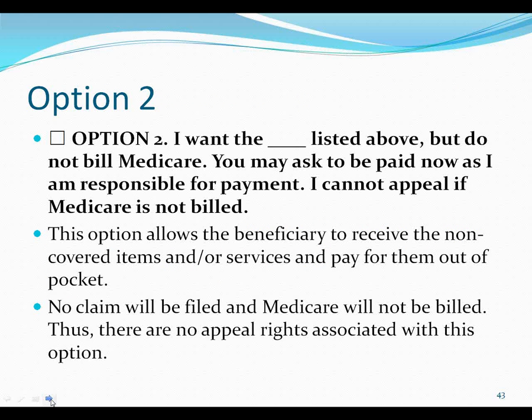So this is what option 2 looks like. I could see why a patient may not want to fill it out. It says, I want the services listed above, but do not bill Medicare. You may ask to be paid now as I am responsible for payment. I cannot appeal if Medicare is not billed. So this option allows the beneficiary to receive the non-covered items of service and pay for them out of pocket, and no claim would be filed and Medicare will not be billed. Thus, there is no appeal associated with this.